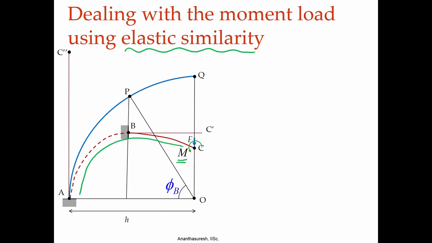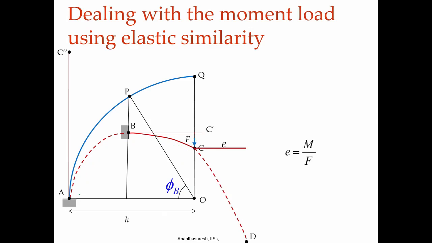How does it change? What Frischweg recommends is that we imagine there is a rigid lever, attached at point C horizontally. The length of the rigid lever is E, which is taken as M divided by F. We want to bring in the effect of the moment at the point C. So he recommends that we move this force F from point C to another point over there, which is a distance E from here.